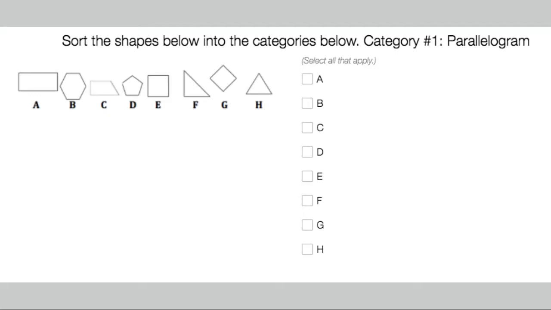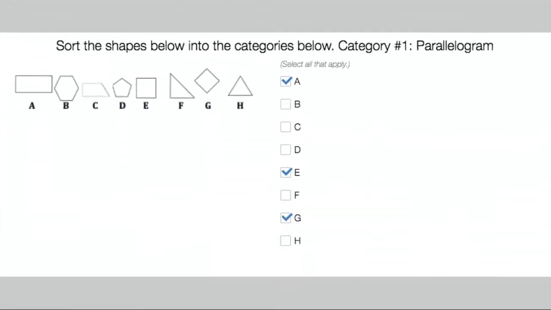E, well, this is a square, and we know a square is a quadrilateral. Opposite sides are equal, and it does have two pairs of parallel sides. So E works as well. F and H are just triangles, so those are not quadrilaterals either. And G is just E, just rotated, so it's still a quadrilateral with two pairs of parallel sides, and opposite sides are equal. So for this, we're really just looking at shapes A, E, and G.